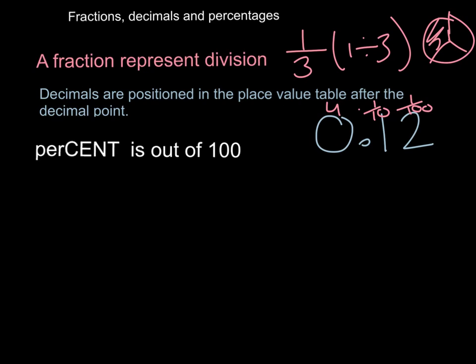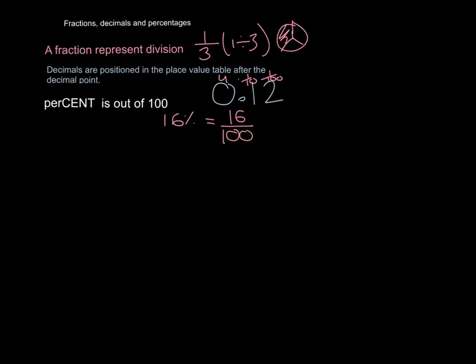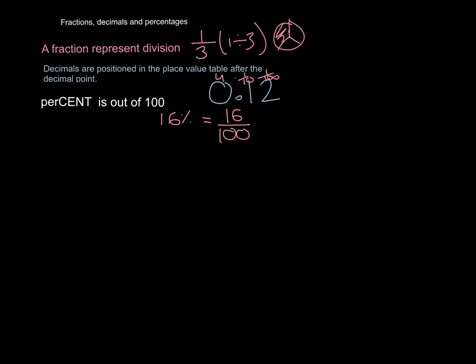And finally, percentages. Percent is out of 100. So for example, 16% can also be written as 16 per 100, and we'll come back to that in a second. So in the exam, you could have questions where you need to change a fraction to a decimal.